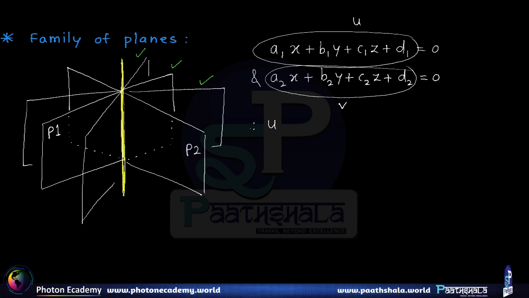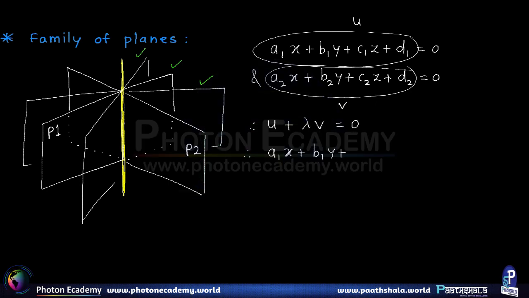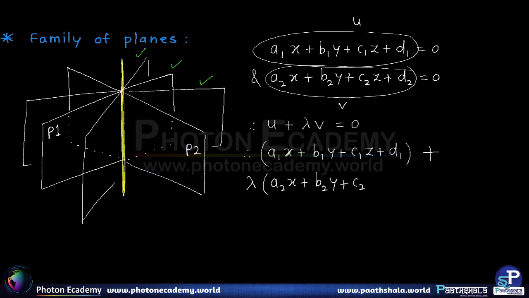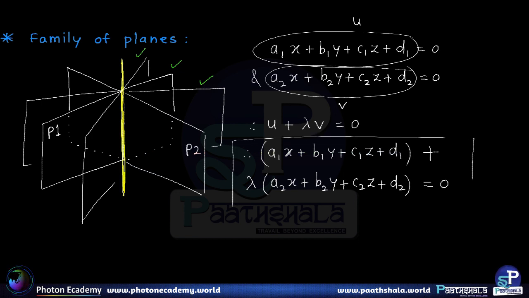So therefore u plus lambda v is equal to 0, right? That basic format remains the same for the family of lines. So therefore on substitution we get a1x plus b1y plus c1z plus d1 plus lambda times a2x plus b2y plus c2z plus d2 equal to 0. That's it. It's as simple as that. Of course we have to expand this, collect all the like terms x, y, z and then simplify. That will give us the final Cartesian equation of any general member of the family of the planes.